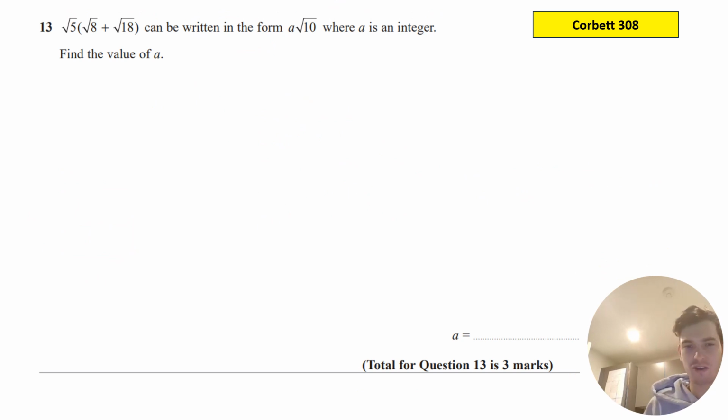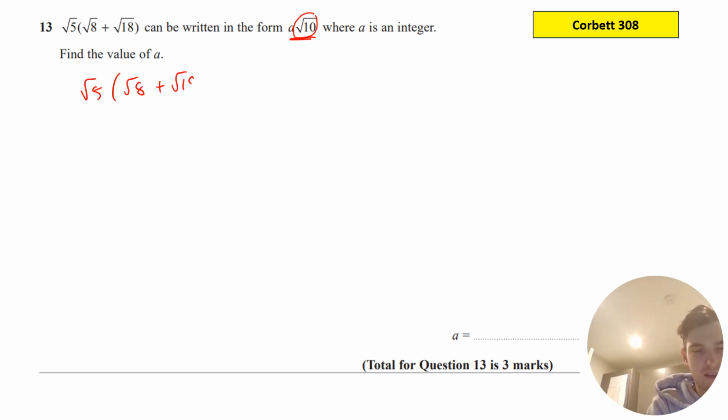Okay, a third question. So it says something can be written in the form a root 10. Right, that root 10 is a big clue. Later on, we're going to use that. So let's write this out again. And I'm just going to expand brackets here. So root 5 times by root 8, that is root 40. And then root 5 times by root 18, well, let's just do 18 times by 5 over here. So that is root 90.